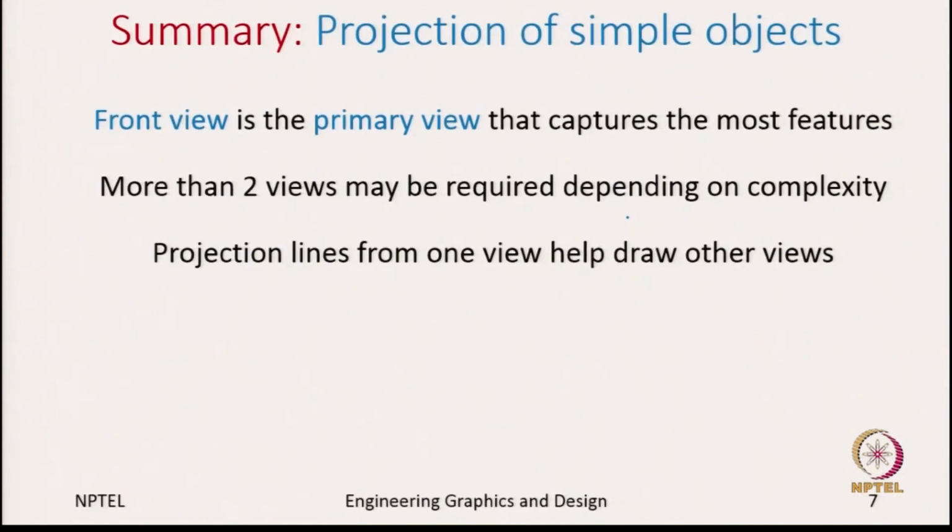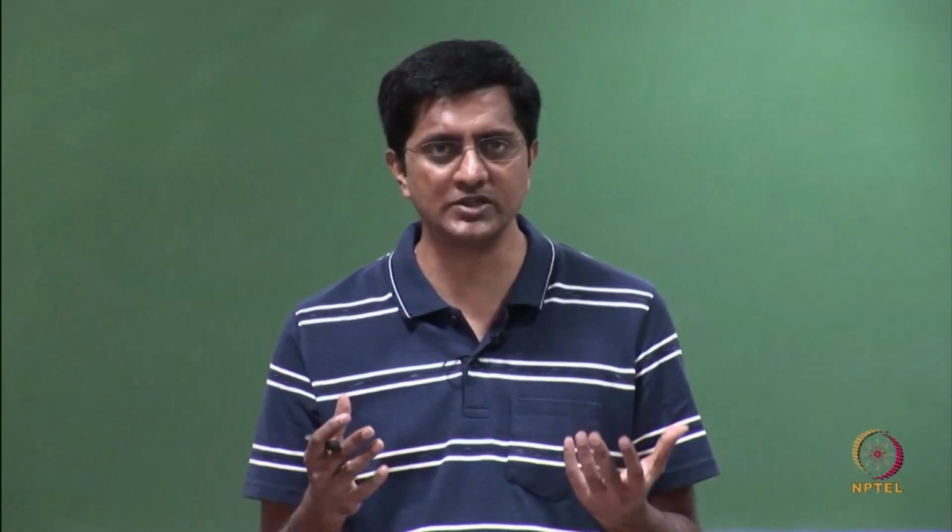To summarize, what we learned in this lecture is how to start by projecting simple objects. The first and foremost thing to do is to make a choice of the front view, and when you make that choice, we keep in mind that we should be capturing most of the features in the front view. And then depending on the complexity of the object, you need to decide whether you need 2 views, 3 views or more than 3 views. And maybe, as I already said, basic views may not be sufficient for some complicated objects. In that case, you may have to use things like auxiliary views or section views.